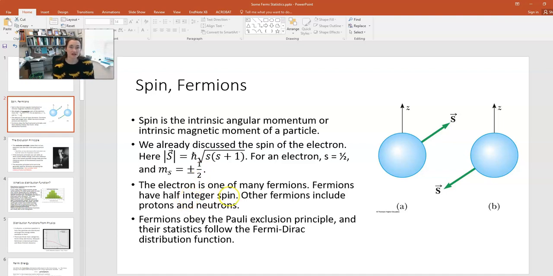So the electron, as I said, is one of many fermions. Fermions have half integer spin. Other fermions that you may have heard of include protons and neutrons, which are also present in atoms. Now, what's special about fermions is that they obey the Pauli exclusion principle. And that means that they are dictated by a set of statistics that are distinct from other types of particles, like bosons or classical particles.